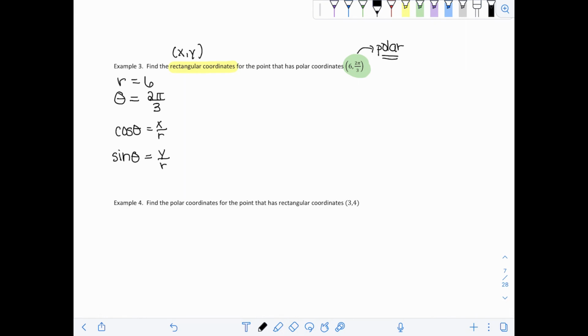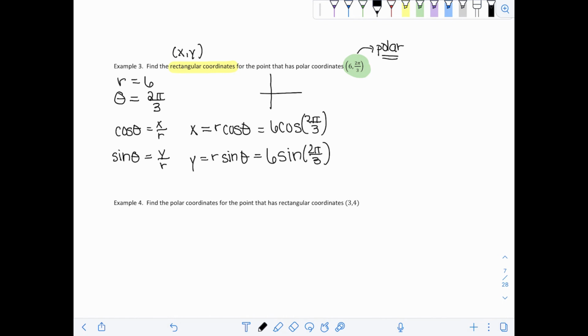I'm writing the original definitions down, but you may be able to just jump right to the fact that x is equal to r cosine of theta and y is equal to r sine of theta. Now we just plug in our values. So r is 6 and theta is 2 pi over 3. So y is equal to 6 sine of 2 pi over 3. What we want to do is evaluate cosine and sine of this angle 2 pi over 3. I'm going to go ahead and draw a quick diagram here.